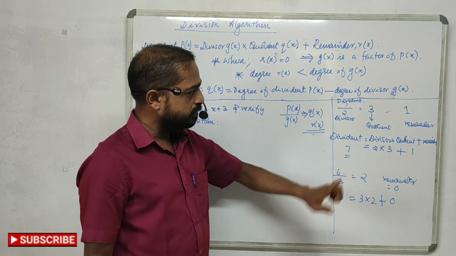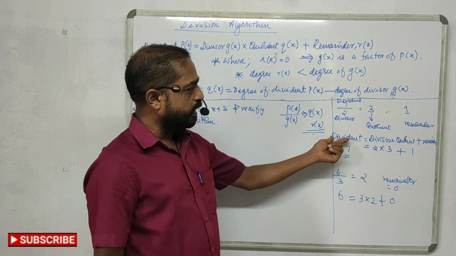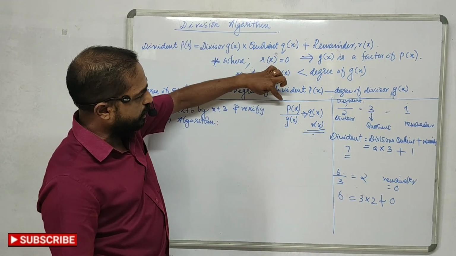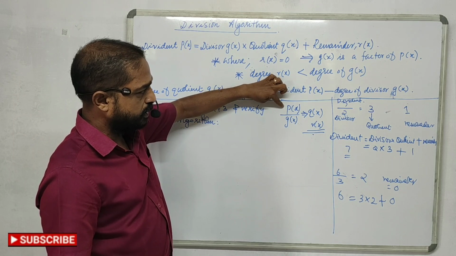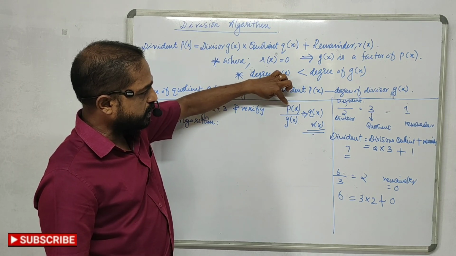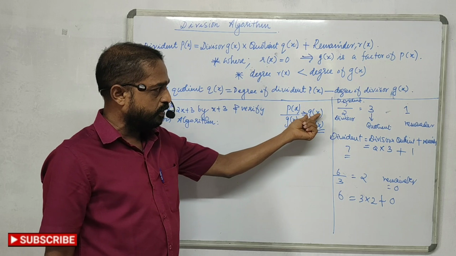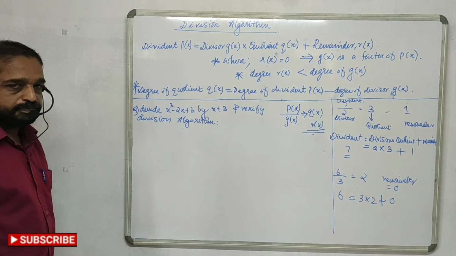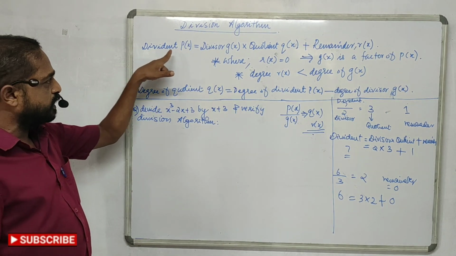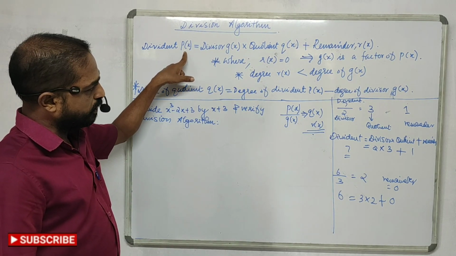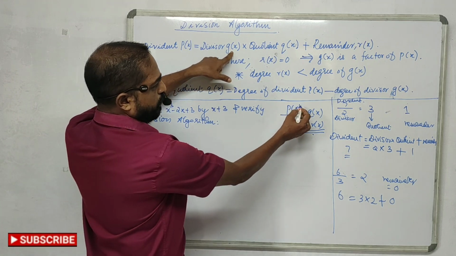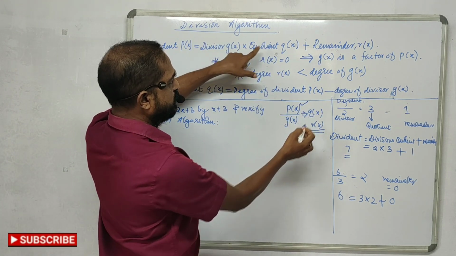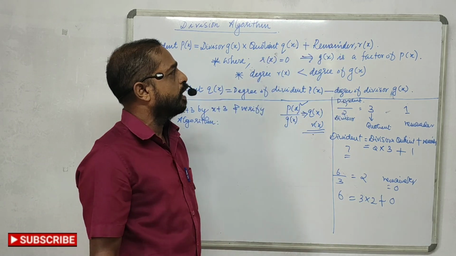Then what is the division algorithm? Dividend is equal to divisor into quotient plus remainder. What is the dividend? Dividend is p of x, that is equal to divisor g of x into quotient q of x plus r of x. That is the division algorithm. So division algorithm says that dividend p of x is equal to divisor g of x into quotient q of x plus remainder r of x.